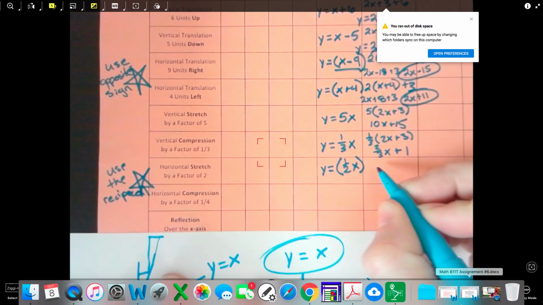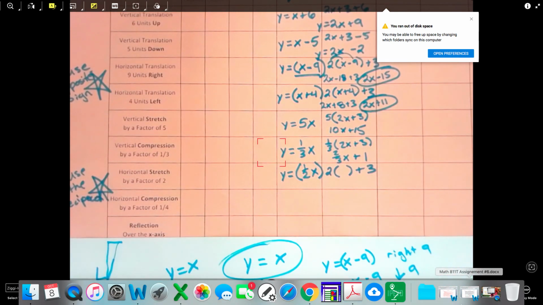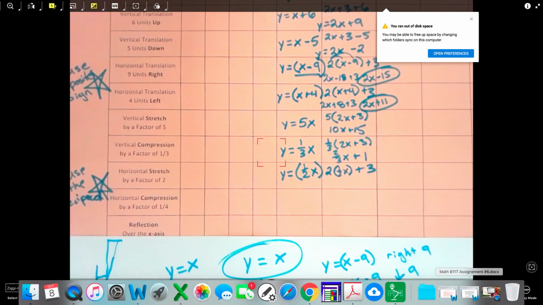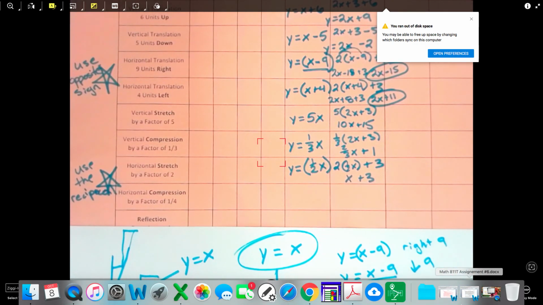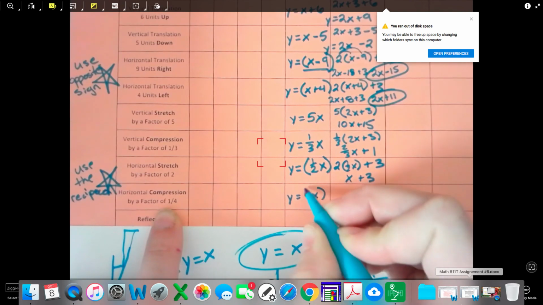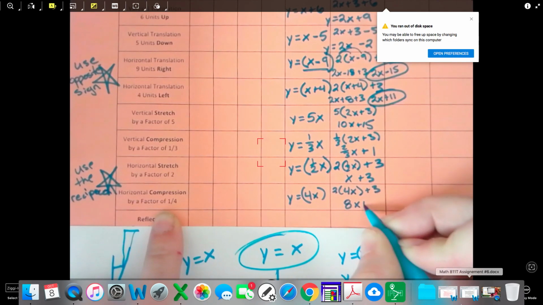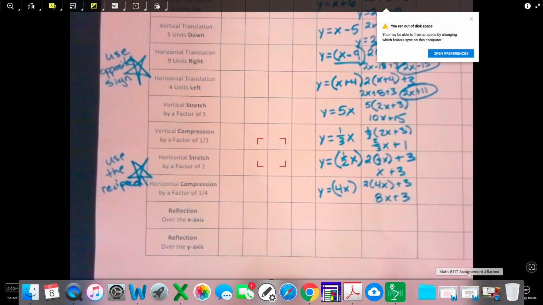All right, now, here's where it gets tough. When you plug this into the equation, you're putting the 1/2 x inside where the x was. You're not multiplying by 1/2 through the entire thing. You're just plugging it in place of that. So it'll just be x plus 3. That's what it will look like. Okay, what does the next one look like? Instead of 1/4, the horizontal compression will be y equals 4x. So 2 times 4x plus 3, or 8x plus 3. Does that make sense? Okay, so funny things happen.